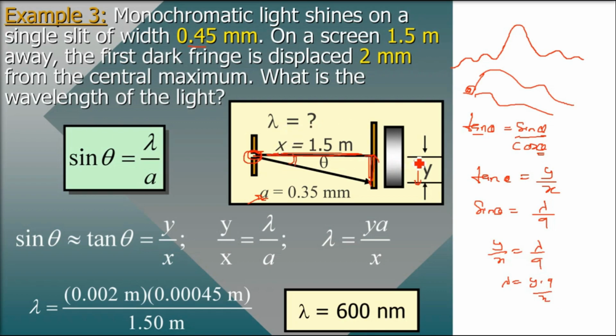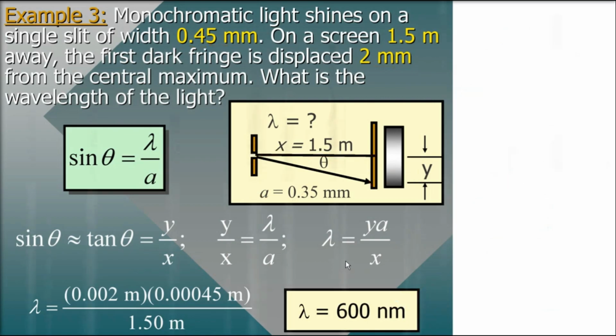Lambda, see, y is 2 millimeter. So convert it into 2 into 10 to the power minus 3 in order to convert it into meter. A is 0.45 millimeter in this case, convert it into 10 to the power minus 3. And then what is x? 1.5 meter. Keep it as 1.5 meter. So the wavelength you can find out. It will come in meter, but you can convert it into nanometer, because normally we use it in nanometer. Lambda is 600 nanometer. So this is how we operate as far as the single slit is concerned, right? Okay.